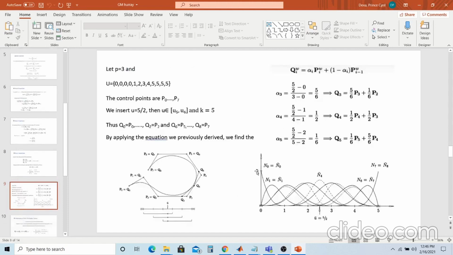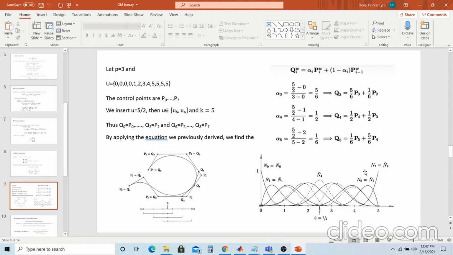Here we can see the example for knot insertion. If we set p equal to 3 and knot vector u and the control points p0 to p7, then when we insert u bar equal to 5/2, we can compute the new control points.